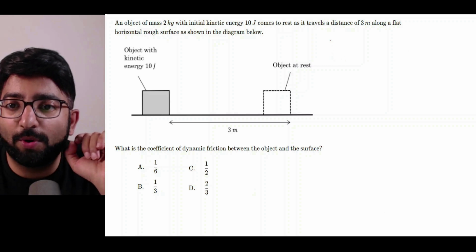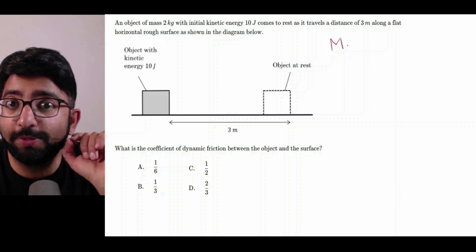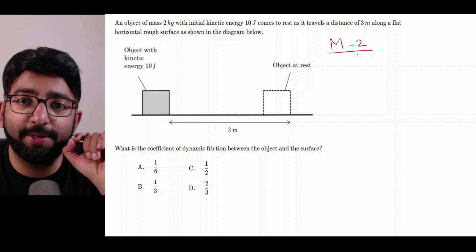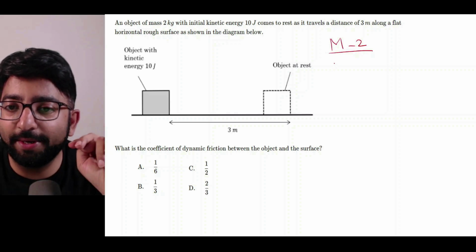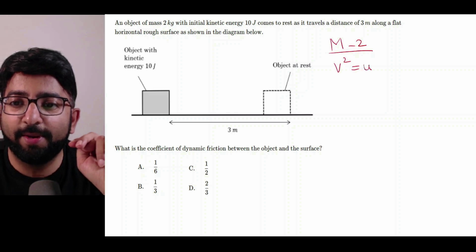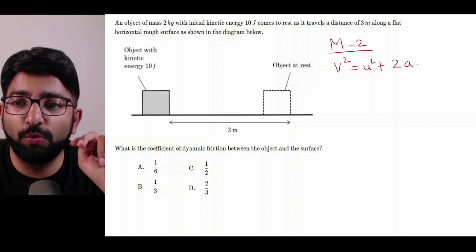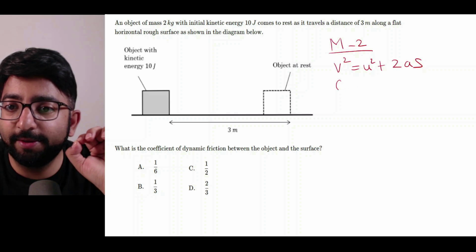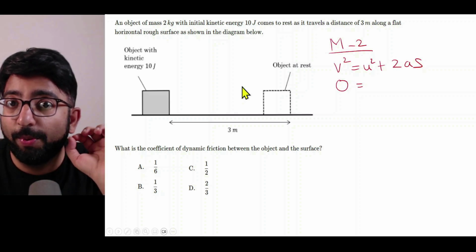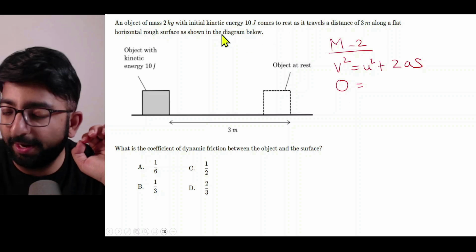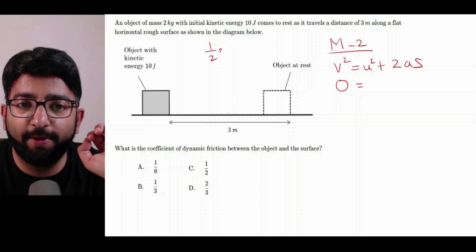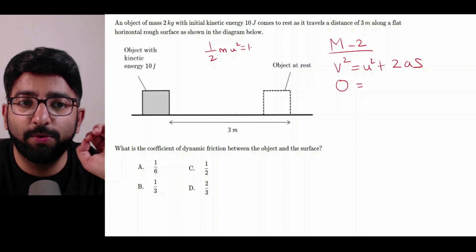We could have also solved this question using the Stewart equations, which are also called Newton's equations of motion. And how do we do that? Let me write down the third equation, which states that v square is equal to u square plus 2as. Final speed is 0. Initial speed we don't know, but we can find it out. So the initial kinetic energy is 10 joules.